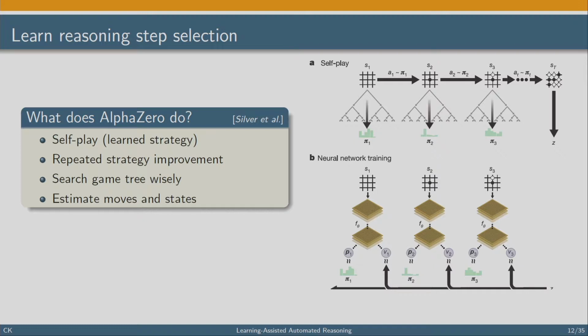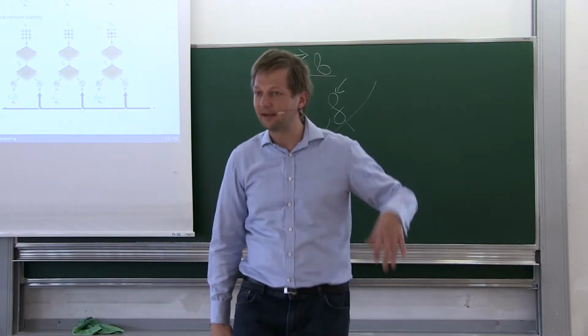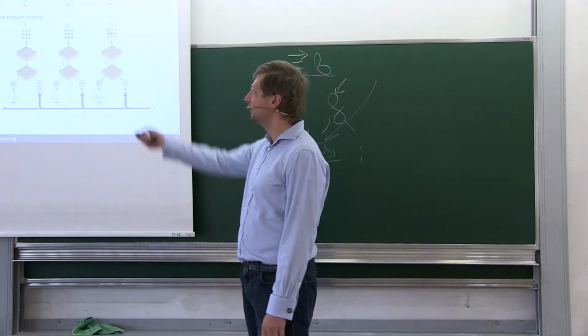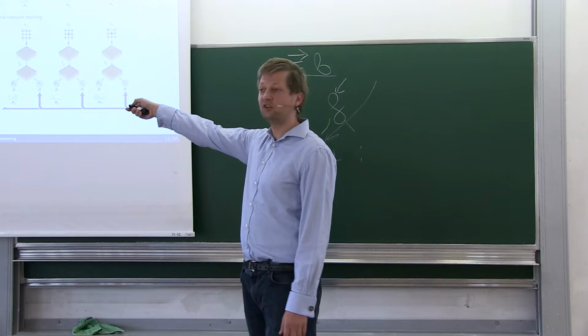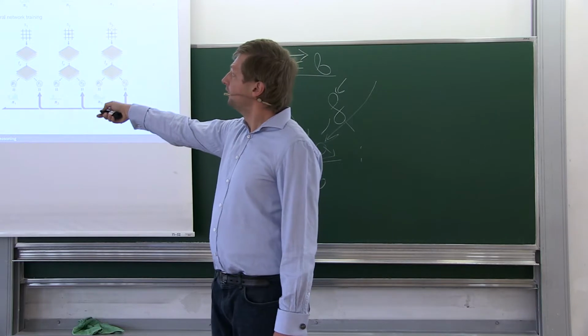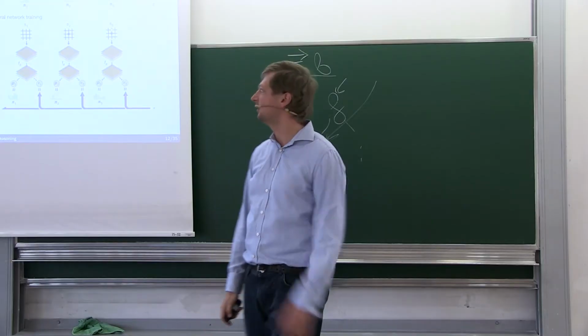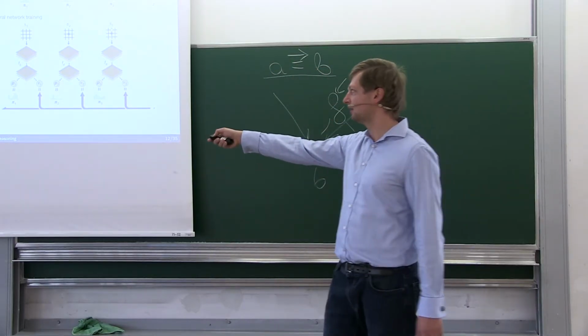So far in theorem proving, we have not done self-play. We've only looked at proofs done by humans and proofs found by heuristics that were human-invented. Second, repeated strategy improvement, essentially reinforcement learning. There's nothing that stops us from doing that for theorem proving. Third, there's some searching of the game tree, the whole Monte Carlo aspect, which again for theorem proving has been somewhat neglected. We have mostly focused on methods using heuristics for selecting the interesting branches.